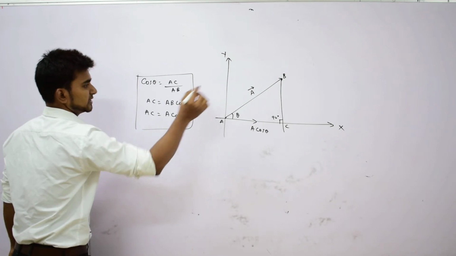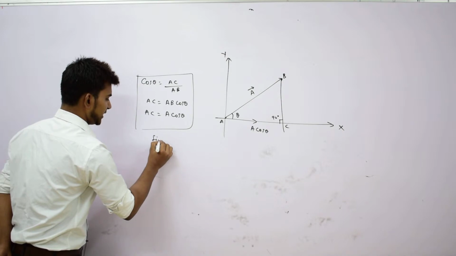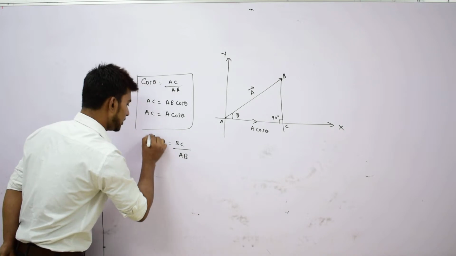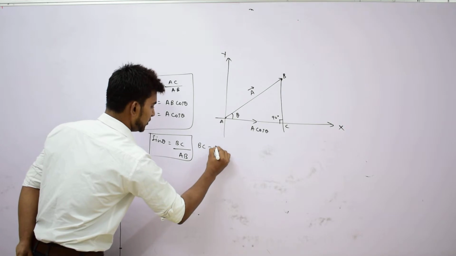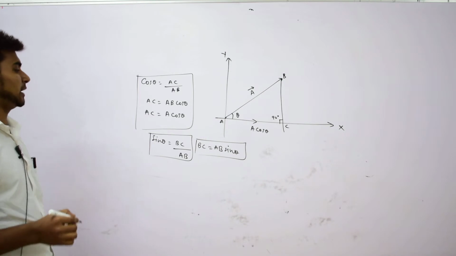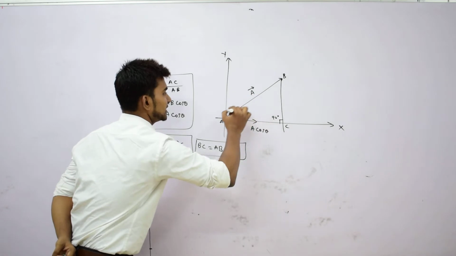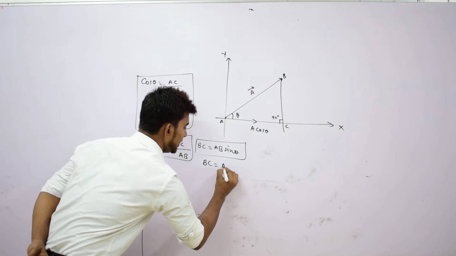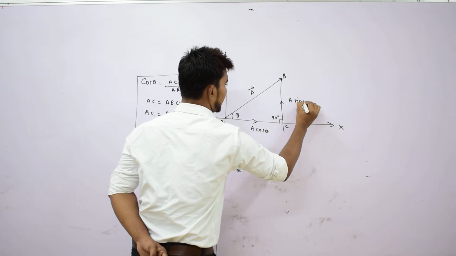Same, we can take sin theta in this particular triangle. So sin theta will be equal to BC upon AB. From here we can get the value of BC, which is equal to AB sin theta. Now AB means vector A, because this vector is denoting this particular line AB. So BC is equal to A sin theta.